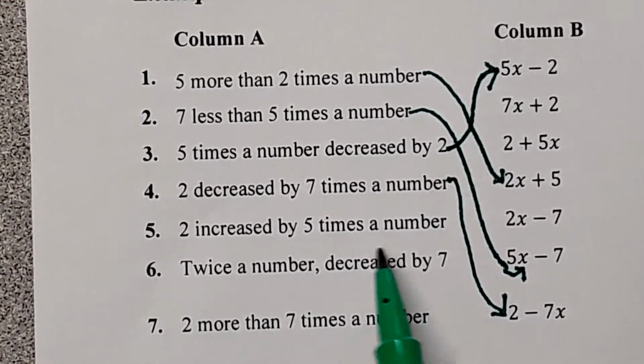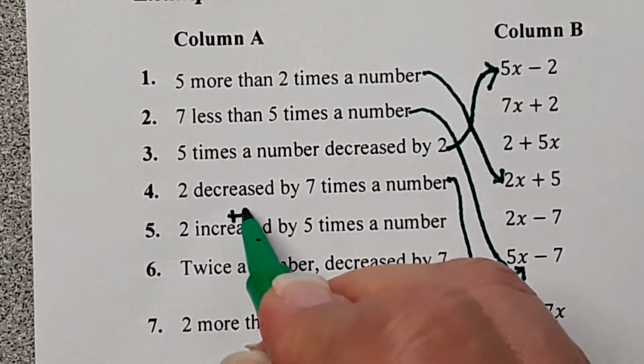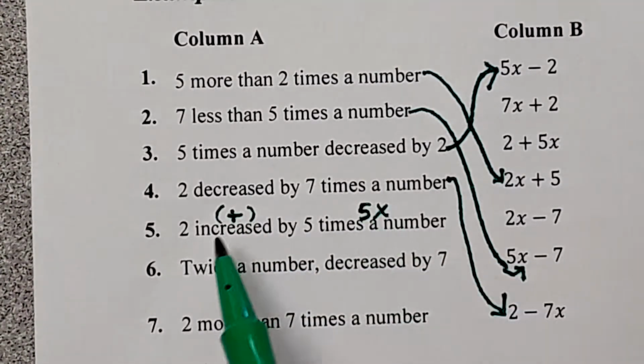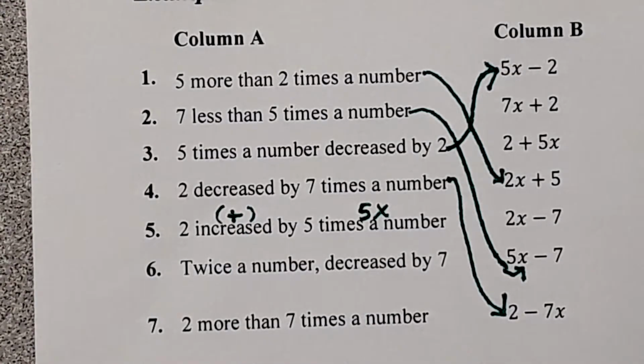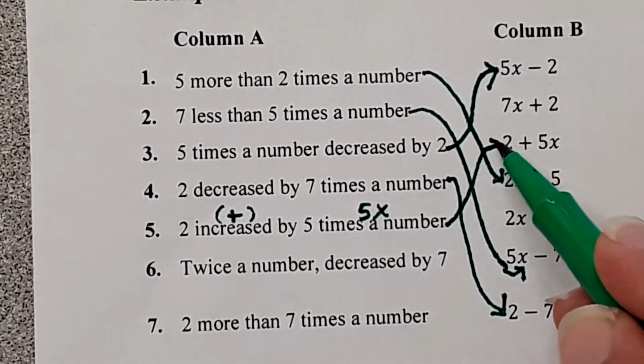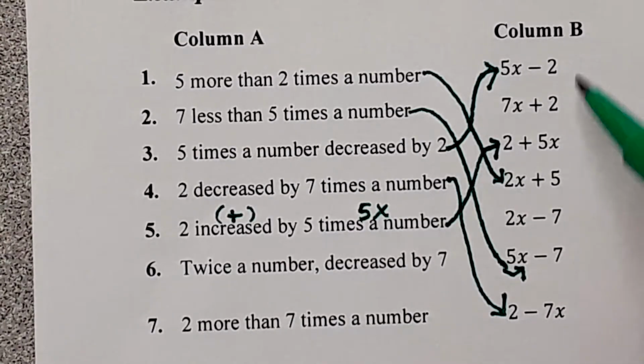2 increased by a number. So 2 increased. Increase means add. And 5 times the number would be 5x. So I want 2 plus 5x. So that will be, yeah.